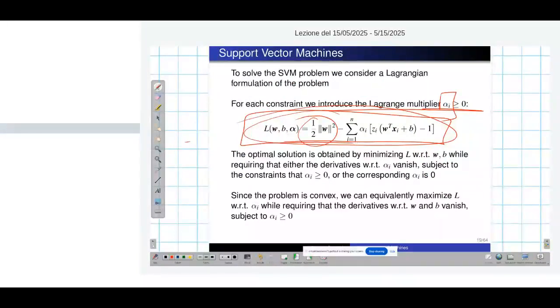We can use this expression to solve the problem in two ways. First of all, an optimal solution can be obtained by minimizing the Lagrangian with respect to w and b, while we require that the derivatives of the Lagrangian with respect to alpha either go to 0 or the corresponding Lagrange multiplier alpha i is equal to 0 itself. Again, why? Bishop book. Now, the problem being convex means that we can also solve the problem in an equivalent way: maximize this Lagrangian with respect to the alpha i, subject to the fact that the derivatives of the Lagrangian with respect to w and b are 0. And of course, I didn't say, the Lagrange multipliers must be greater or equal than 0. So the Lagrange multipliers are assumed to be greater or equal than 0.